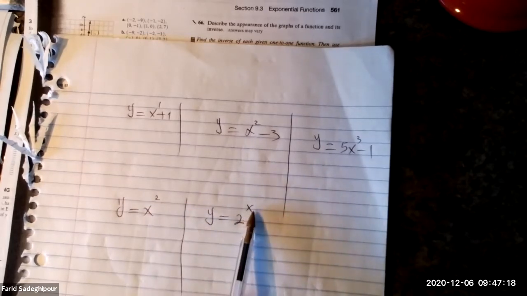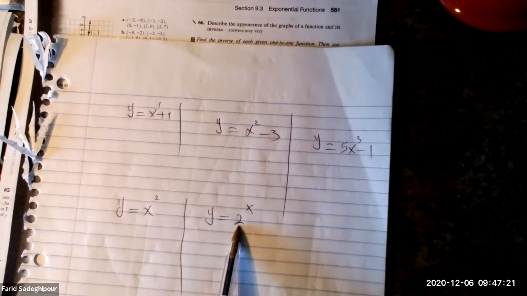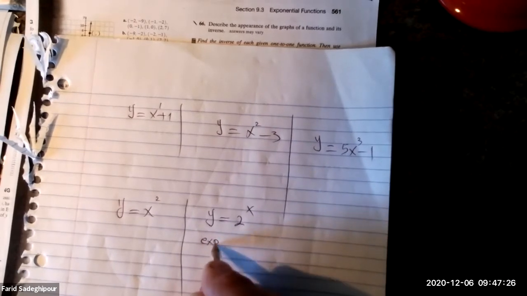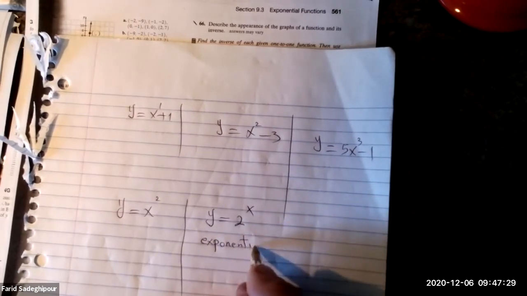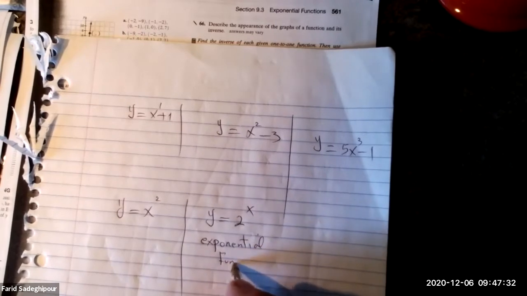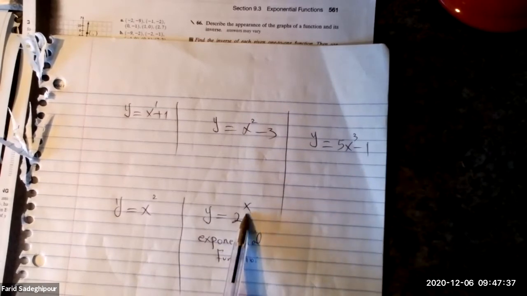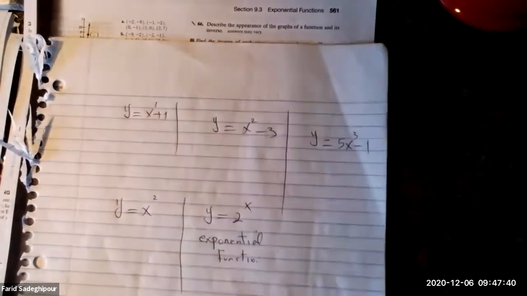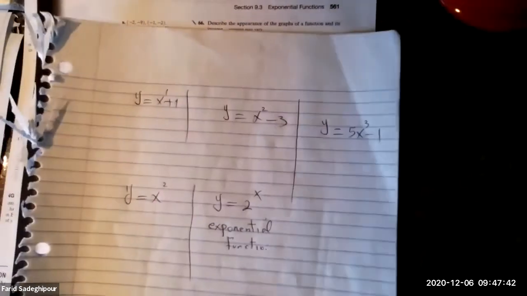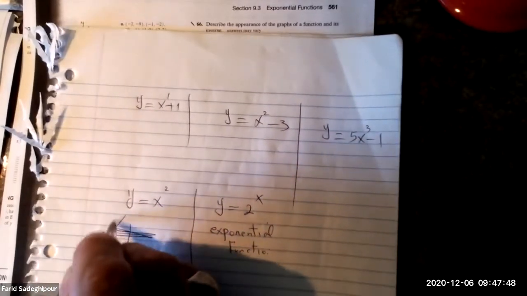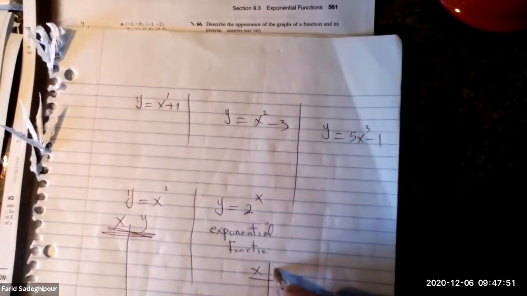The difference is this one, the exponent is a number. This one, the exponent is a variable, but the base is a number. They call this an exponential function. An exponential function is a function where the base is a number and the power is a variable. And it's very similar as far as the graphing, like this one. You remember how you put some x and y here for that? You do the same thing here too.